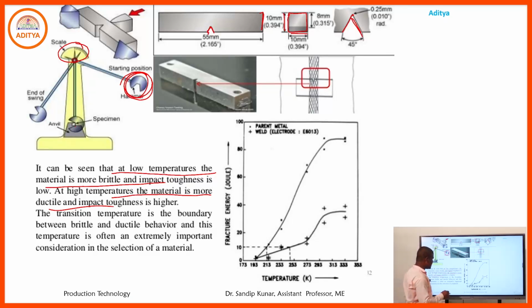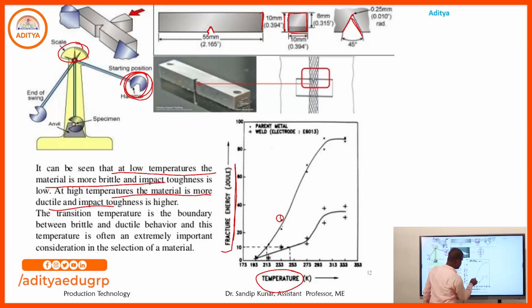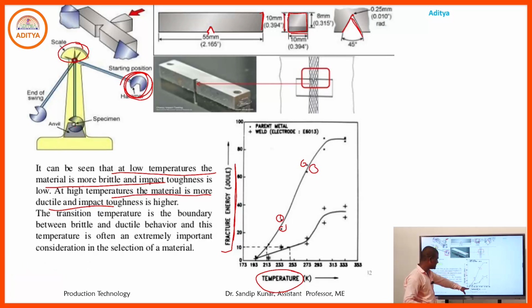Here we see fracture energy in joules against temperature. For the parent metal, fracture energy increases with increasing temperature. In the case of the weld electrode zone, shown by that line, the change in temperature is larger but the change in fracture energy is small; it also increases, but only by a very small amount.